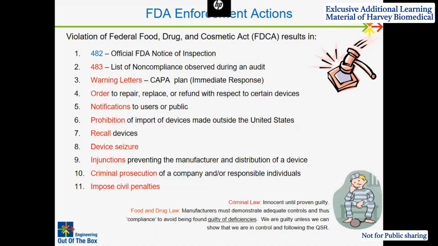Suppose any response you are not giving, or any regulations you are violating, then the FDA will take criminal prosecutions with respect to the company or any responsible individual also. They impose civil penalties also. The criminal prosecutions will impose civil penalties and costs on the company also.